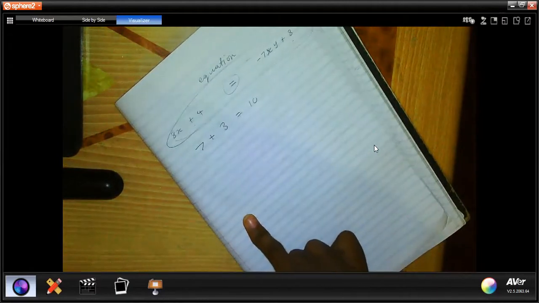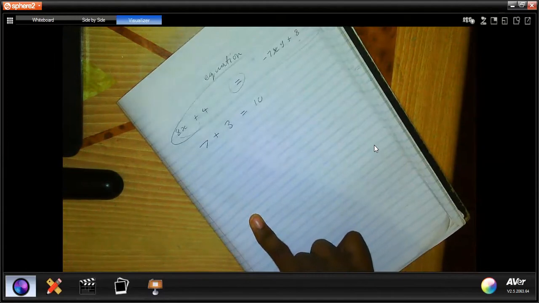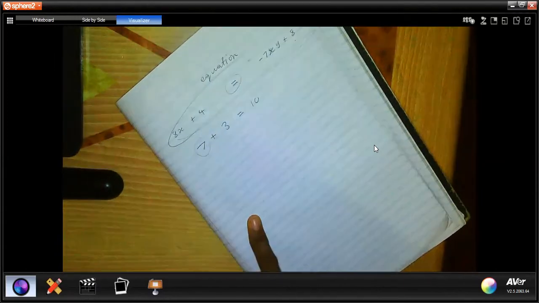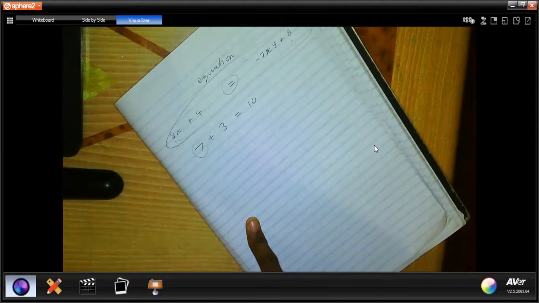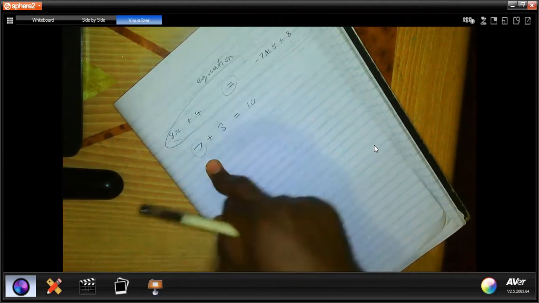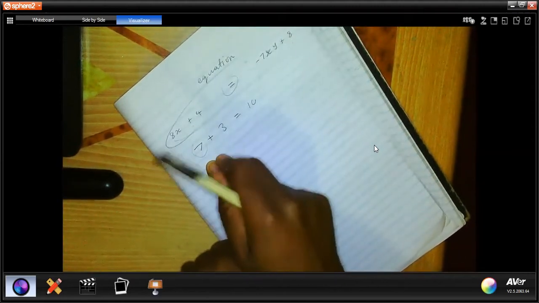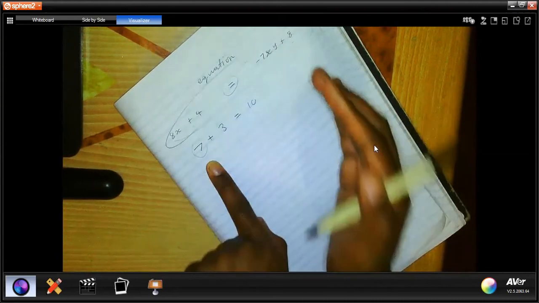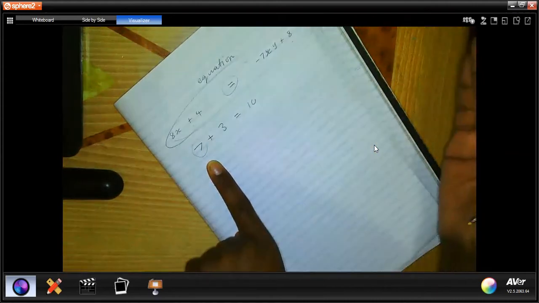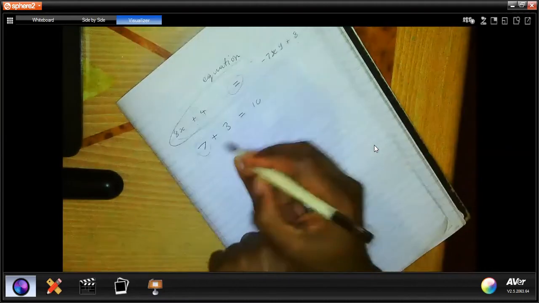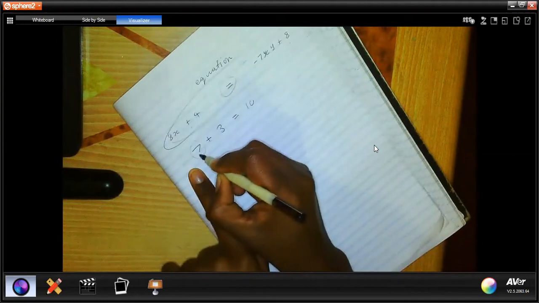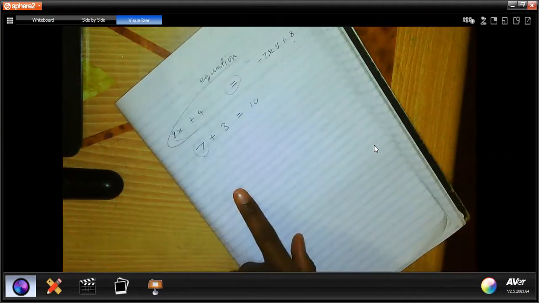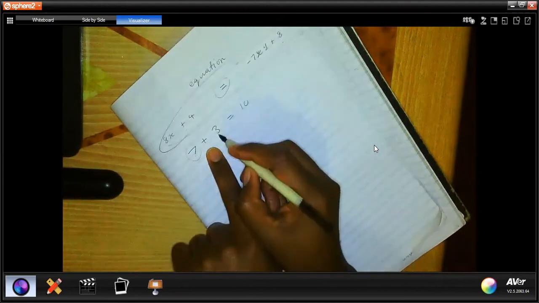Now, what we're saying here is we would like to make this 7 be the subject of the formula. What do we mean when we talk about the subject? When we talk about the subject of the formula, we are saying we would like 7 to be the only value standing on one side, while everything else that does not have 7 stands on the other. So what does this mean? If you want to have 7 stand alone, we need to remove the 3.